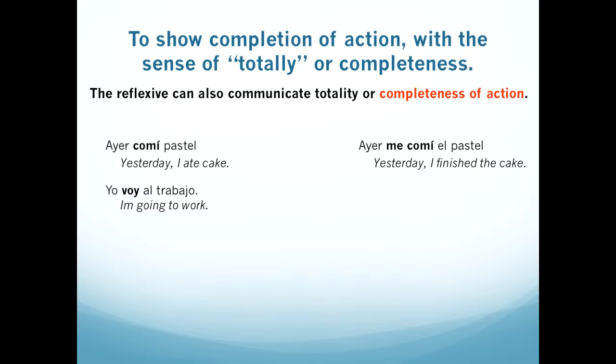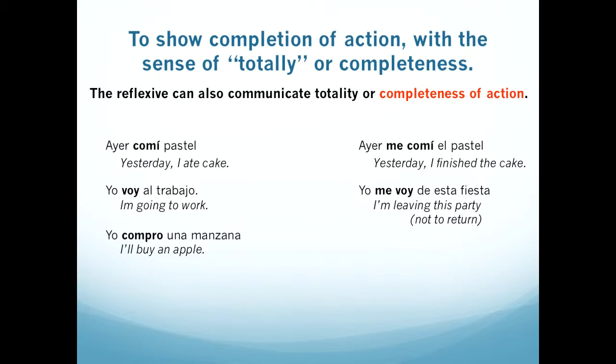Yo voy al trabajo, I'm going to work. But if I make it reflexive, yo me voy de esta fiesta. I'm leaving this party for good, not to return. Me voy indicates completion of action. I'm going for good. Yo compro una manzana. I'll buy an apple. Yeah, sounds good. If I'm really hungry, me las compro todas. I'm buying all the apples for myself.